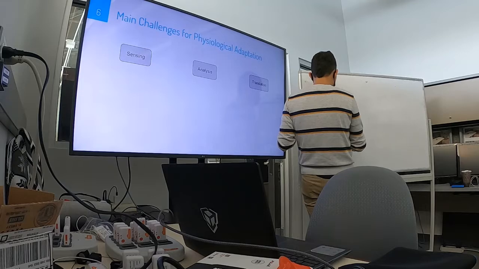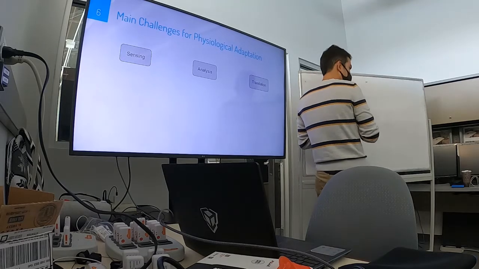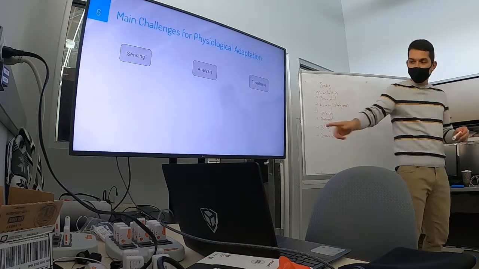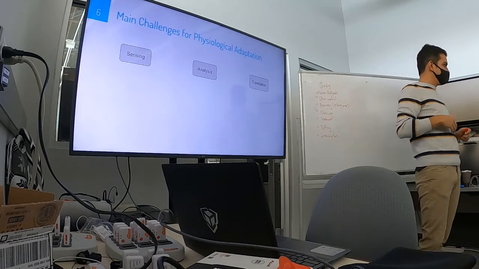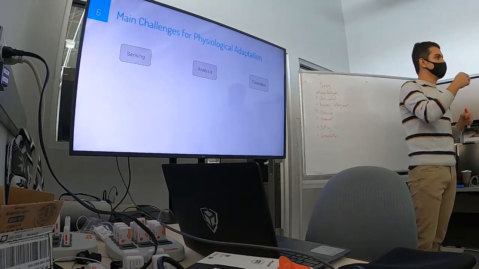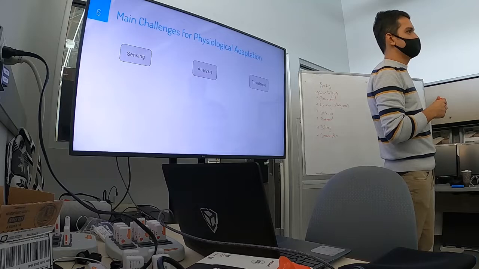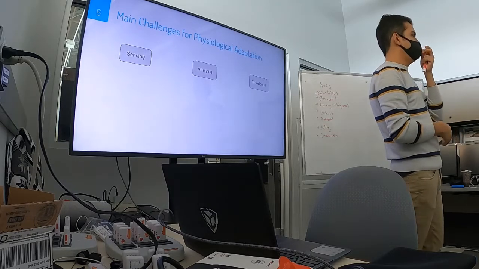I will try to show you an example of a physiologically adaptive system with the VR headset, and you will see that some of the problems that I have are nice actually. The communication, because the sensor is connecting to the computer via Bluetooth.